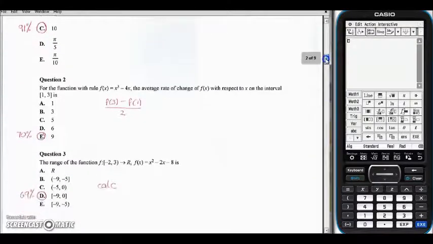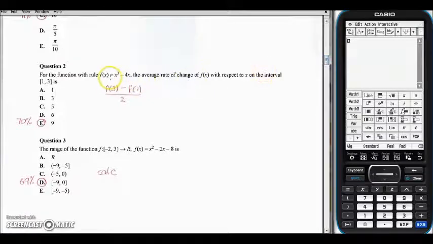Question 2, for the function with rule f of x equals x cubed minus 4x, what's the average rate of change with respect to x on the interval 1 to 3? So average rate of change, that's just like finding gradients, so we just want y2 minus y1 over x2 minus x1. So if we sub in 3 into the function, sub 1 into the function, divide it by 3 minus 1, which is 2. So we'll do a bit of calculator work here.